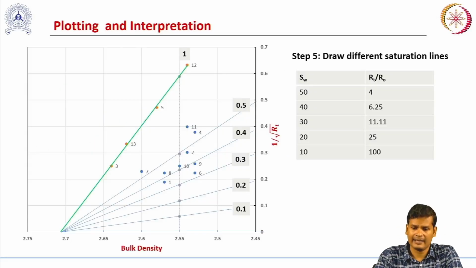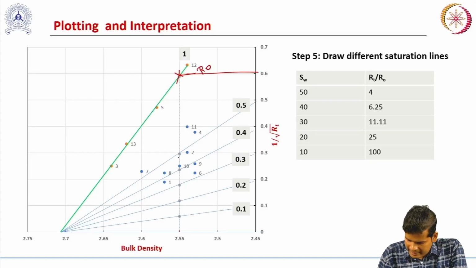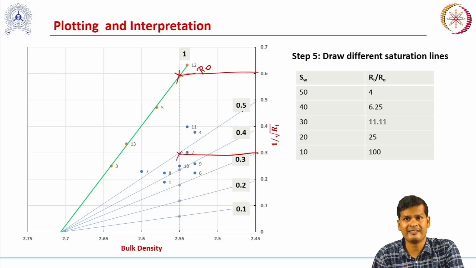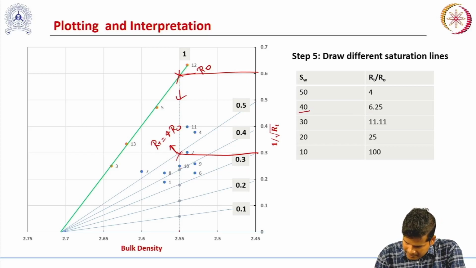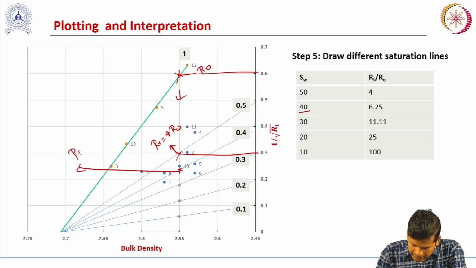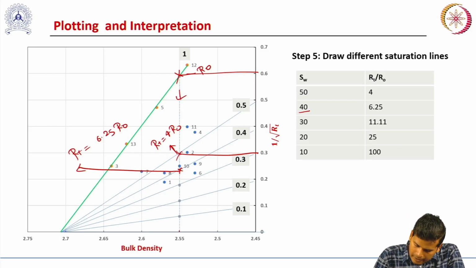So what I can do is that in this cross plot, again, this point is my RO point. Let's say this point. I need to move, this is for what? The 0.5 water saturation line. So I know that RT by RO is equal to 4, then only water saturation will be equal to 50%. So I will move this such that the resistivity value at this point is equal to 4 RO. Similarly, for 40%, this point has an RT value of 6.25 RO. So I have determined the points of different water saturation.